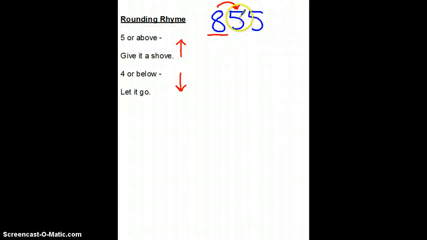Well, if I'm going to give it a shove, that means I'm going to make the number in the place that I want to round to 1 more than it currently is. So this one is going to become a 9. And again, everything behind it is going to be a 0. So 855 rounded to the nearest hundred is 900.